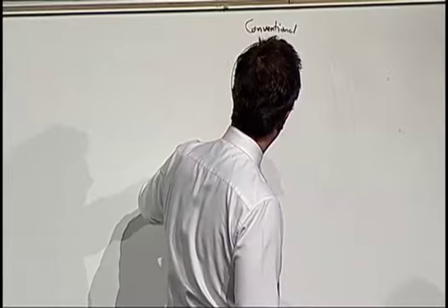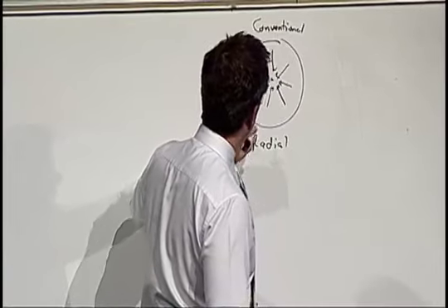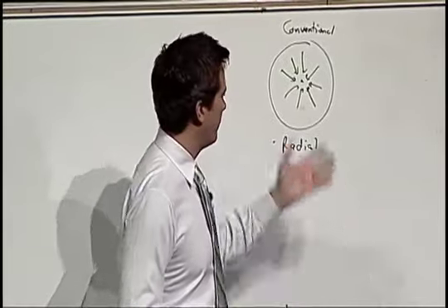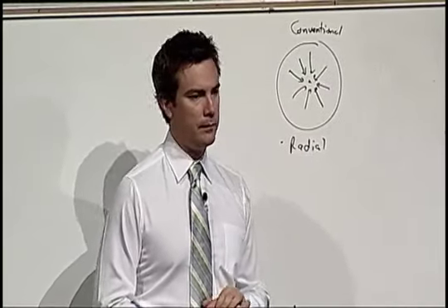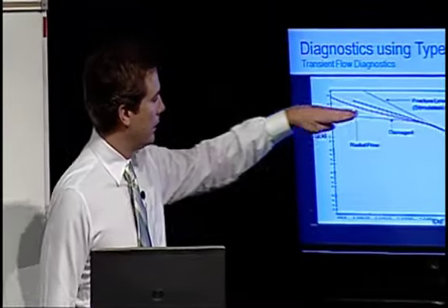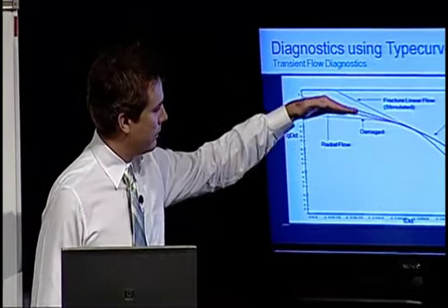That's radial flow. Okay? So you expect to see that in any vertical unfractured well that produces from a medium to high permeability reservoir. What does that look like on the type curve? Well, it looks concave upwards. So it has a concave upwards appearance.